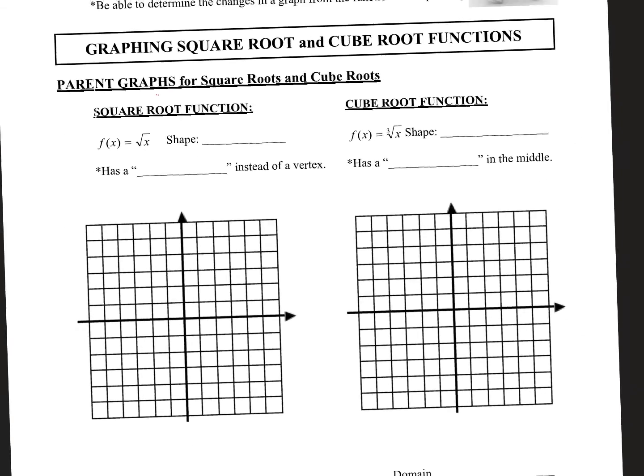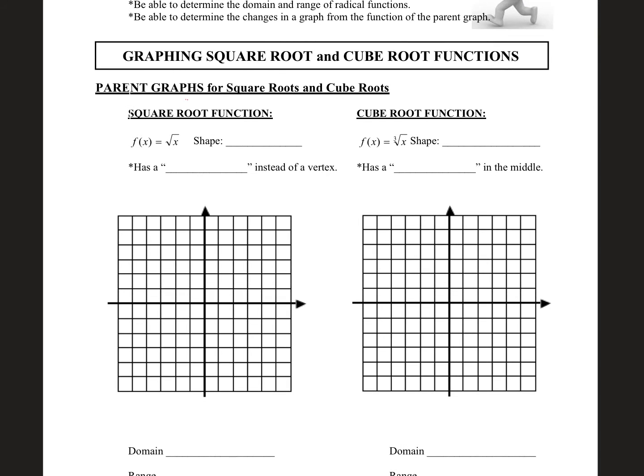All right, so we'll start with the square root function, f of x equals the square root of x. The shape of this graph is a half parabola. I think I spelled that wrong. Yeah, parabola. Instead of a vertex, this has what we're going to call a starting point, and that'll make sense when we actually graph this.